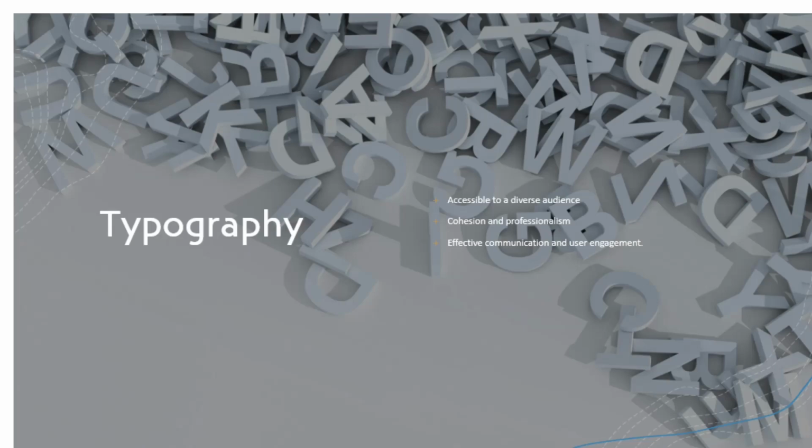Effective communication and user engagement. Typography is a powerful tool that goes beyond aesthetics. It's about effective communication and user engagement. By implementing thoughtful typography in our food bank app, we can amplify its impact, ensuring that information is not just seen, but truly understood.